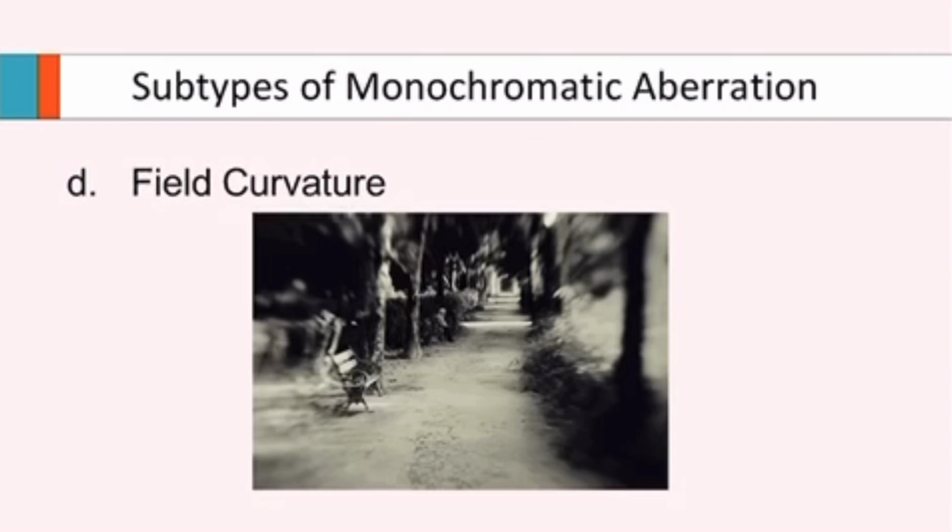Field curvature, also known as Petzval field curvature. The description of this aberration is that a planar object will have a curved appearance. This happens when the visible light rays are focused on an imaginary curved surface instead of that plane. When you look at the picture, the center is in focus but the edges are not. That's why it has a curved appearance.